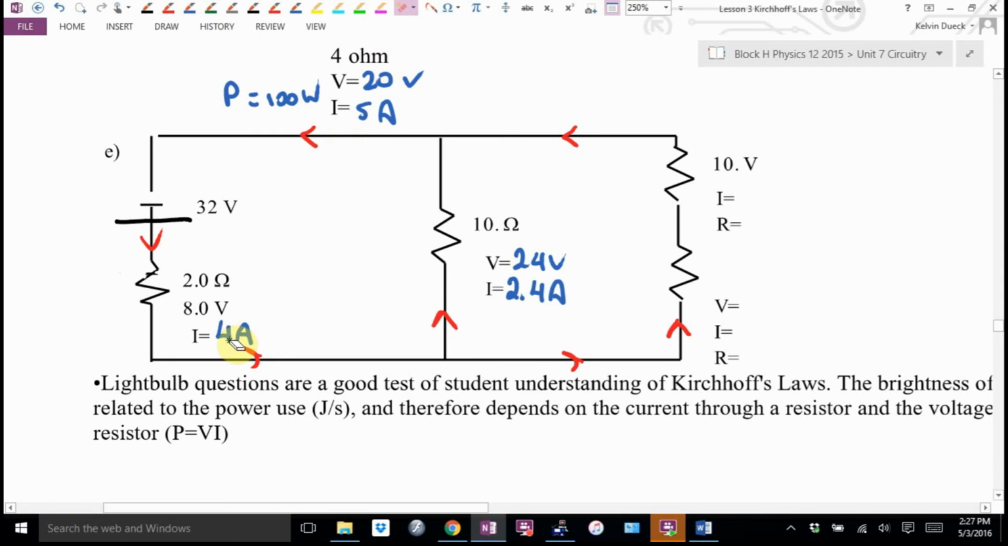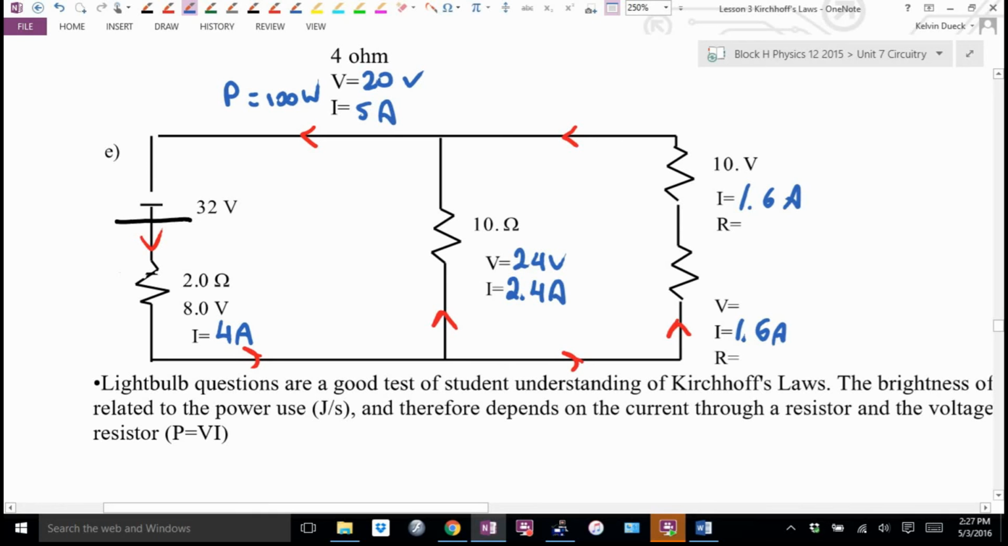How many amps? How many amps went this way? In your head, how many amps went this way? Oh, thank you. I was worried. Oh, 1.6 amps. How many amps in this upper resistor? Nope. How many amps in this upper resistor here? Still 1.6, because there was nowhere for them to go.